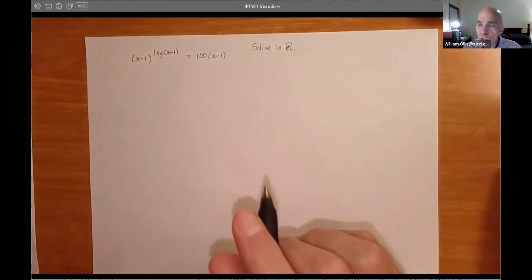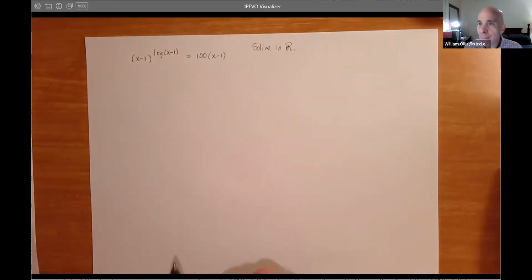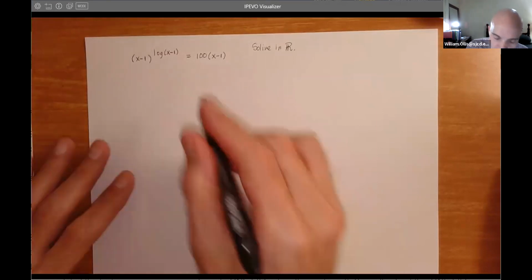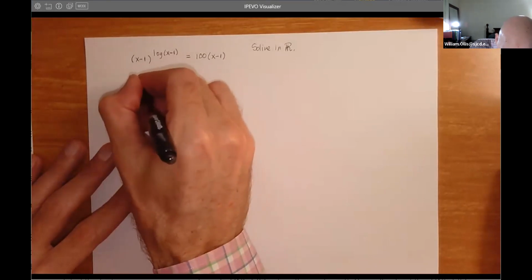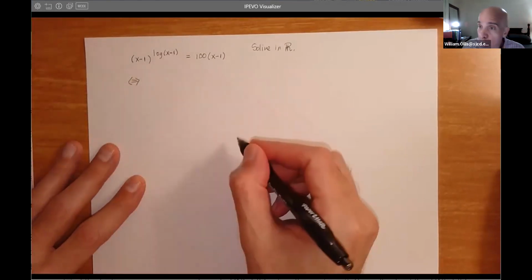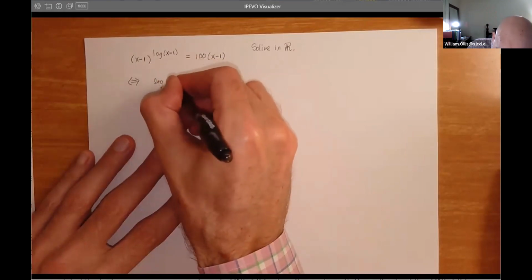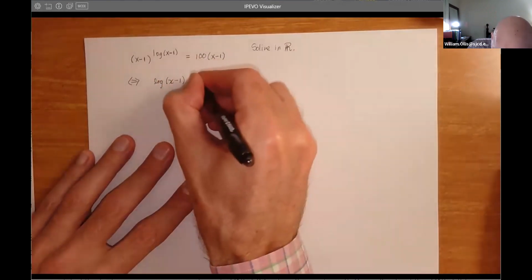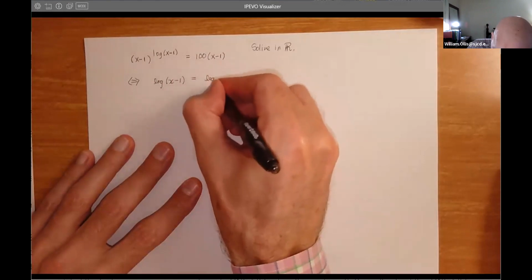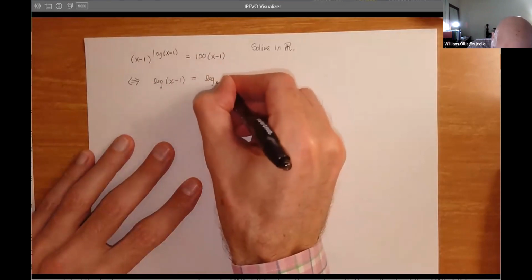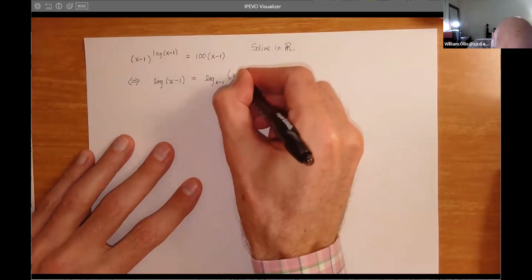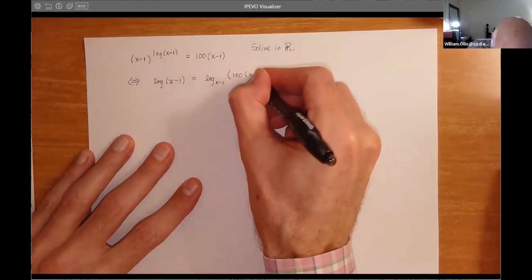But what I want to do is use the definition of log so we can actually practice changing the base, because we're going to have two different bases to work with. So again, equivalently, a logarithm is the power of the base. So log base 10 of x minus 1 is actually the logarithm base x minus 1 of 100 times x minus 1.